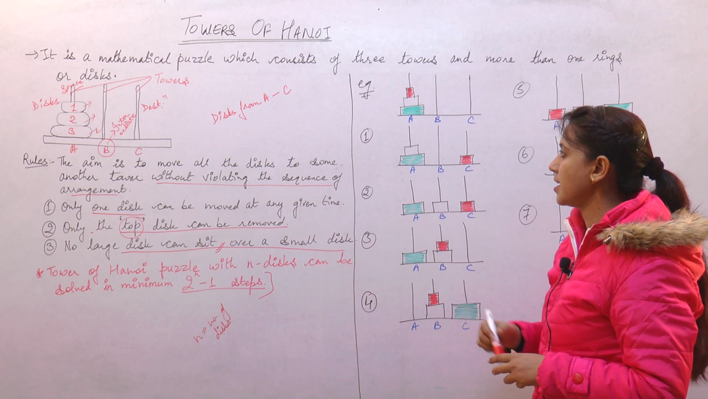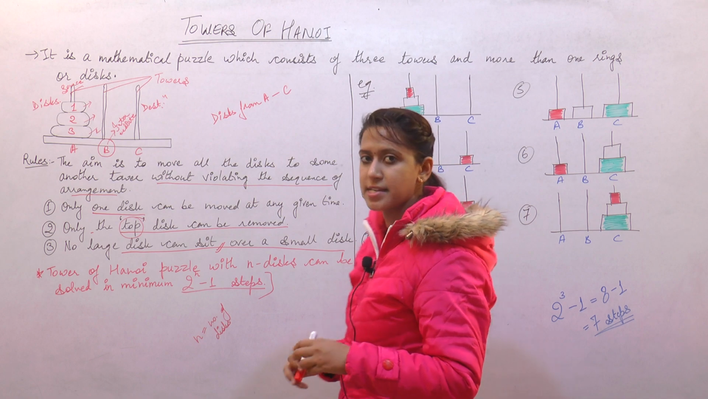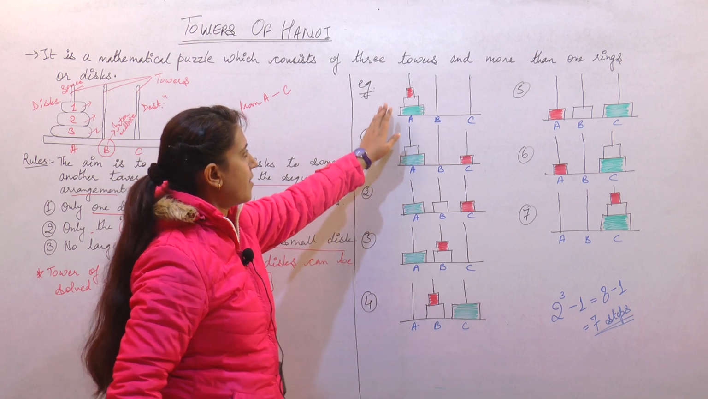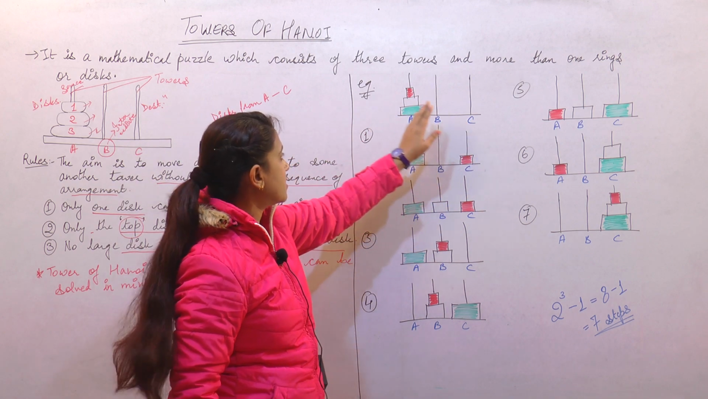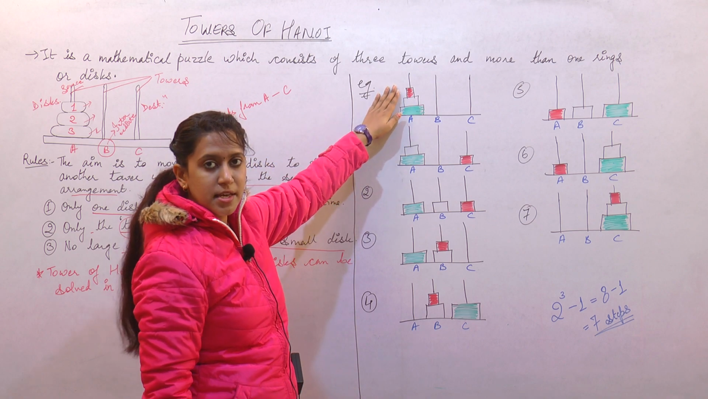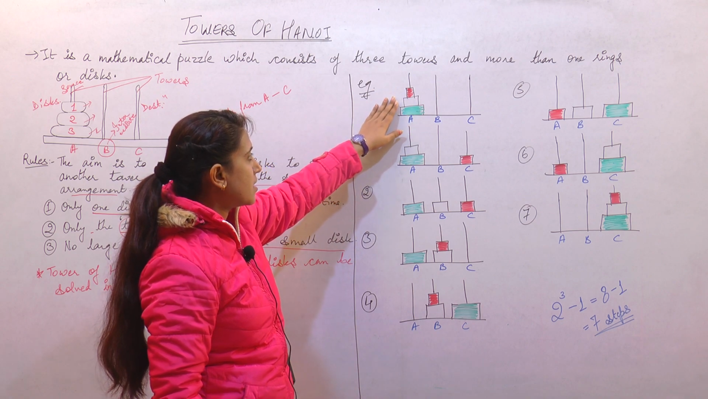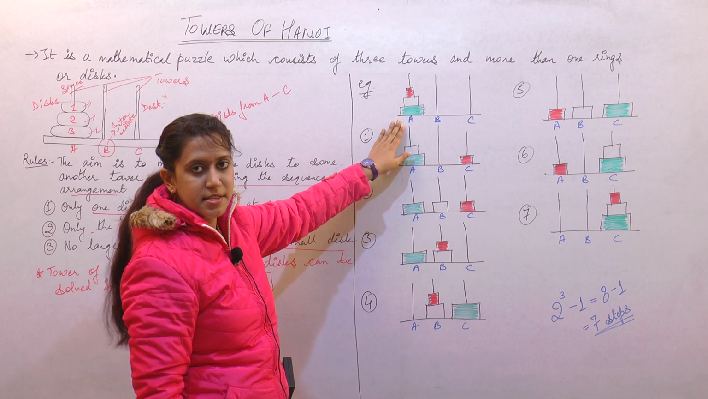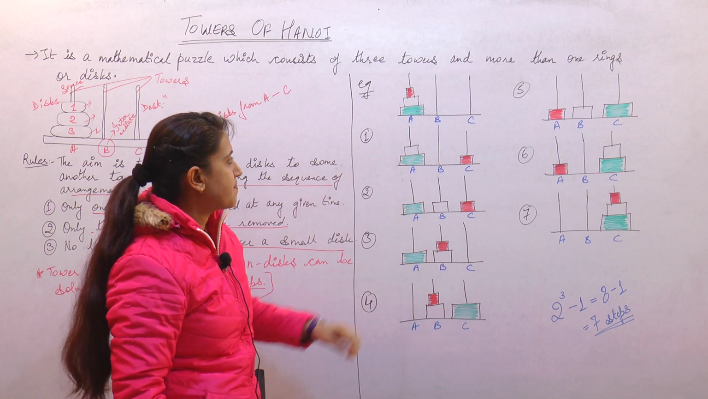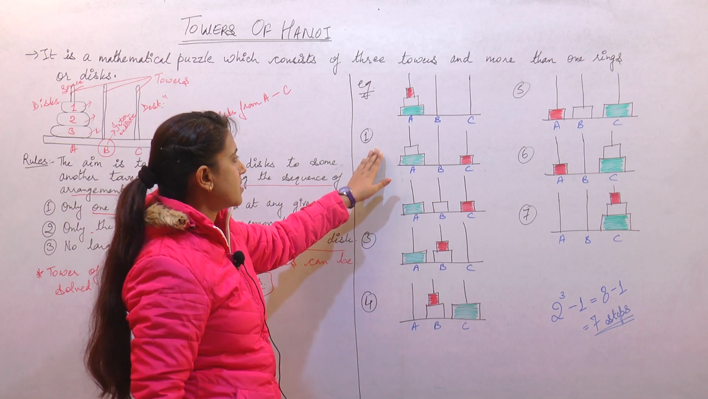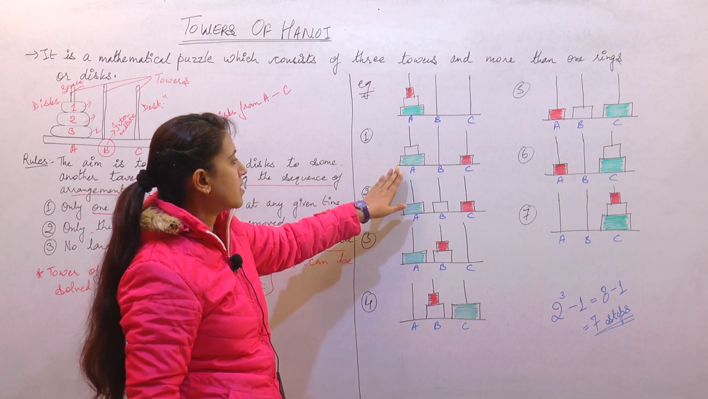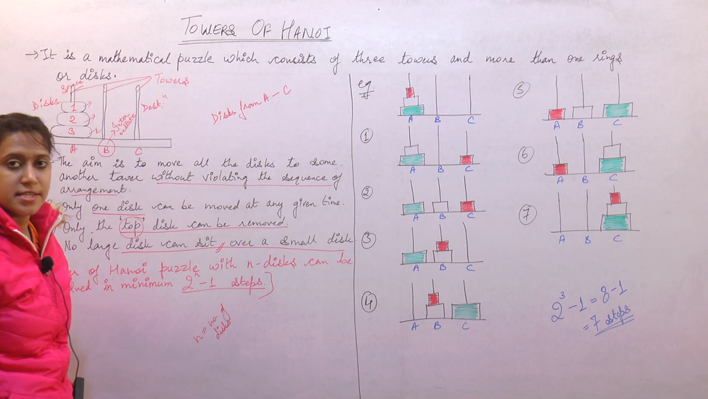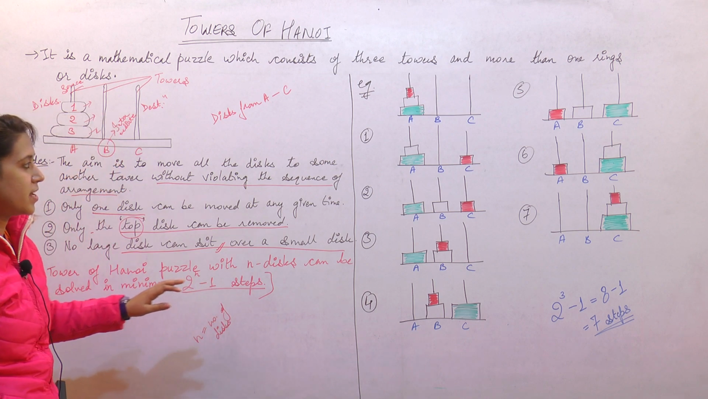Now let's understand this mathematical puzzle through an example. Here we are having an example in which we are having 3 towers A, B and C and 3 disks. Smallest disk is denoted by red, then the disk greater than the smallest disk, and the largest disk is denoted by green. So now let's start moving the disks from tower A to tower C, so that we can move all the disks to tower C without violating the sequence of the disks.